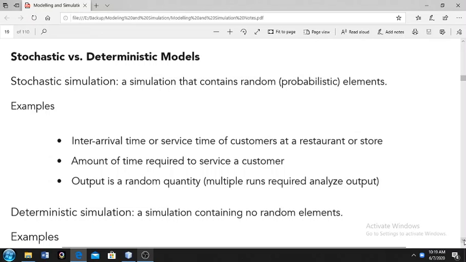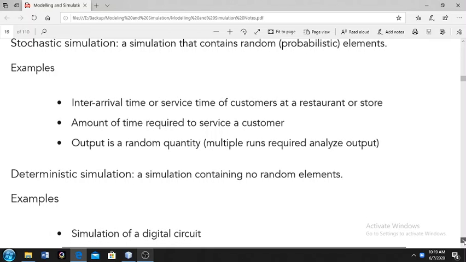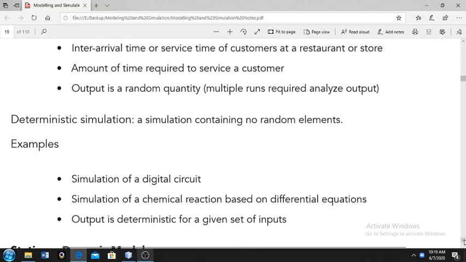It is what makes stochastic simulation very complex, because they are not exact. You cannot predict and say that I will be having a client every 5 minutes, or every 10 minutes. So that is why stochastic simulations are very complex. Now, what about deterministic simulation?